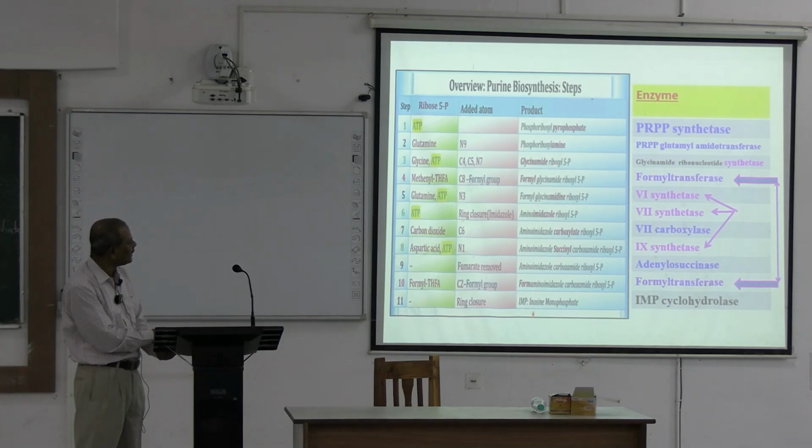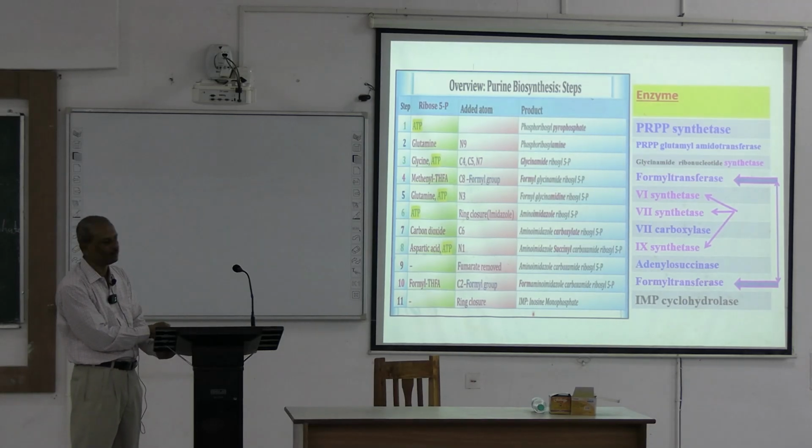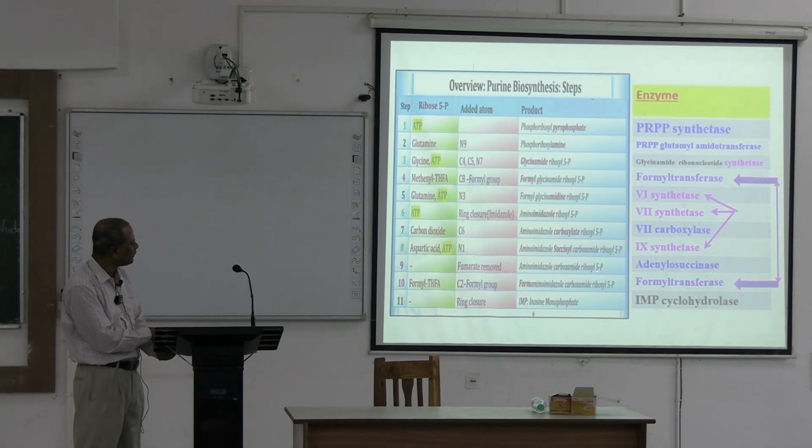What is glycinamide ribosyl 5-phosphate formyl transferase? Because glycinamide is a precursor molecule to which we are adding formyl. So, glycinamide ribosyl 5-phosphate formyl transferase will be the actual name. Similarly, here amino imidazole carboxamide ribosyl 5-phosphate formyl transferase.